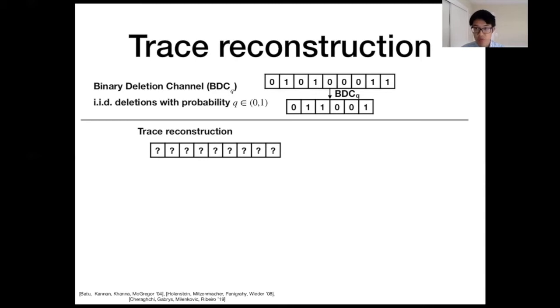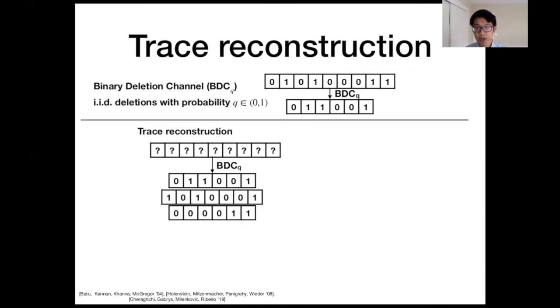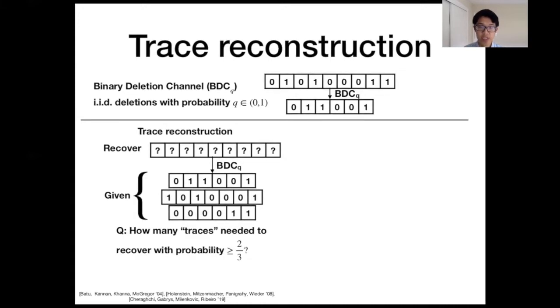So the trace reconstruction problem says there's an unknown string of some length n, and you're given several independent outputs of this trace through the binary deletion channel. And you want to recover the unknown string given the traces. And typically this problem is formulated as how many traces do you need so that you can recover with some reasonable probability, like 2/3.